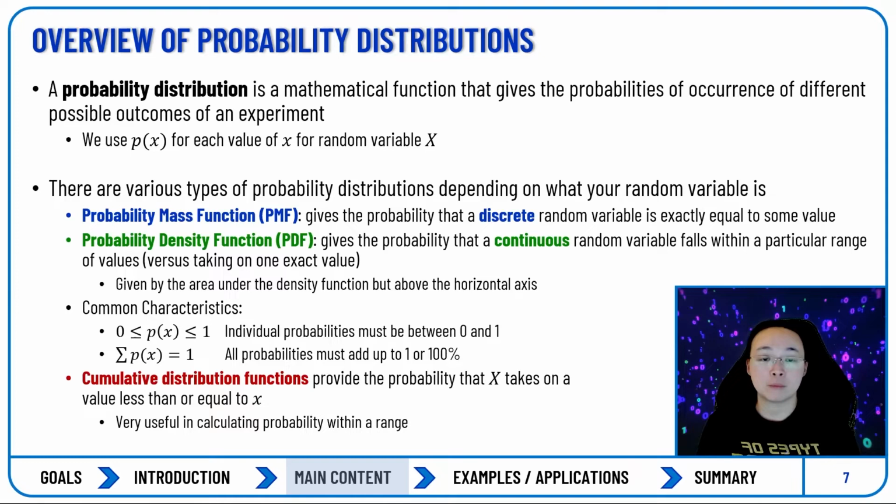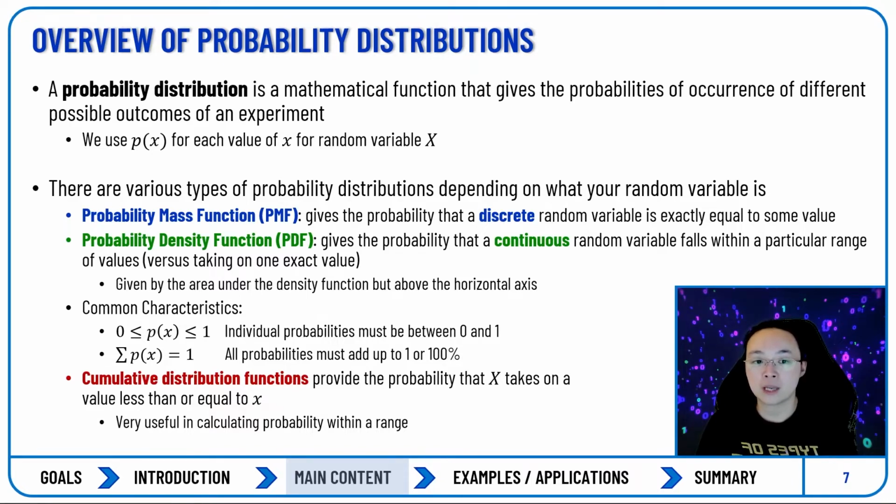So what is a probability distribution? It's basically a mathematical function that gives the probabilities of occurrence of different possible outcomes of an experiment. So when we're looking at a discrete probability distribution, we use P of x as the probability of each value of x for a random variable, capital X. Now, there are different types of probability distributions and functions depending on what your random variable is.